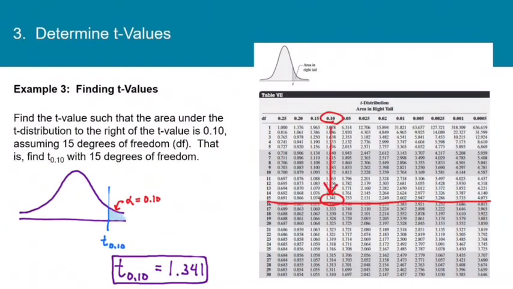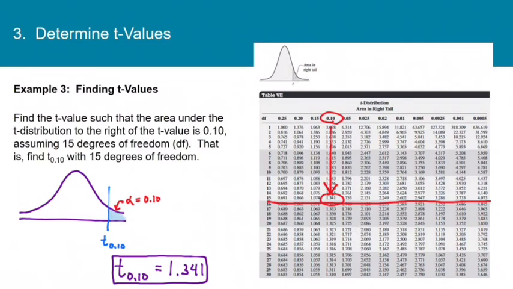Now, before we move on, I do just want to remind you that whenever you see this t sub alpha notation, the subscript here is always going to give you the area in the right tail, and you're supposed to be finding the t-score that has that area to its right. So of course, as long as this area is less than 0.5, and it always will be, the t-score that you get here should always be positive. That's why the table is laid out the way it is. The table will always give you the area in the right tail.